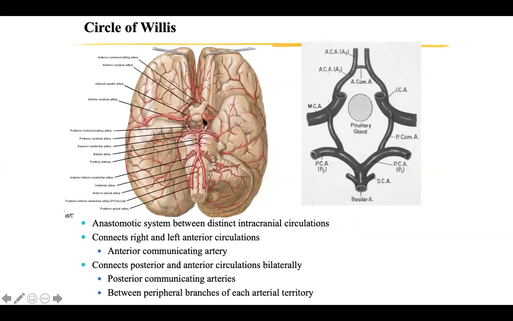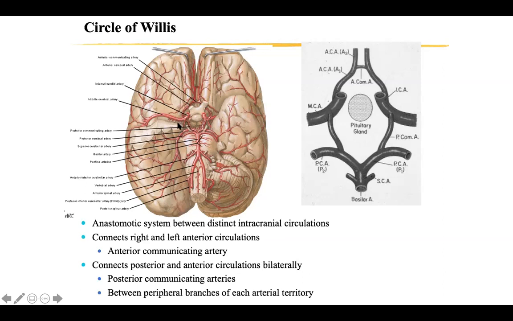So what you see here, for example, this is the internal carotid artery. It gives you the anterior cerebral artery and the middle cerebral artery. This is the posterior communicating artery, and this is the posterior cerebral artery that is branching as a terminal branch of the basilar artery. Now, we have the anterior communicating artery and the posterior communicating artery. These are the ones that close off the circle.